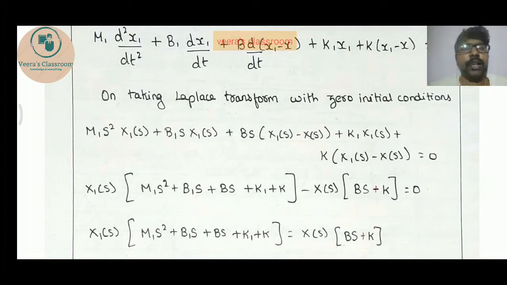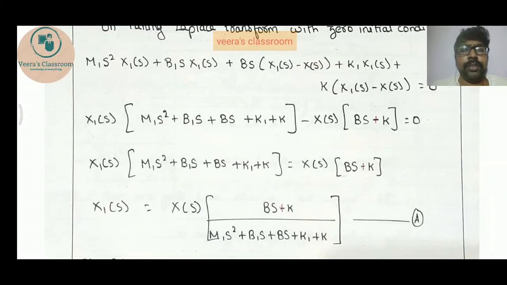So there is no need of X1(s) at the output. We are supposed to find the value of X1(s) and we can eliminate it. The value of X1(s) is X(s) into (bs + k) divided by (m1 s² + b1 s + bs + k1 + k). This equation is marked as A. So we have found the equation by using the first object m1.